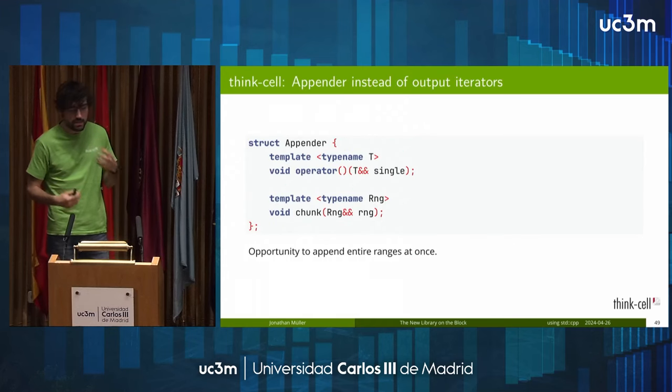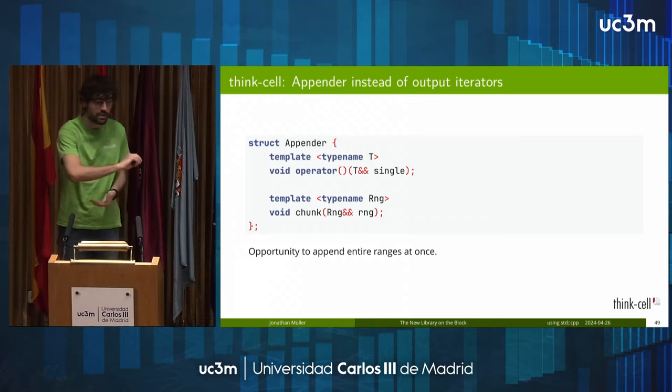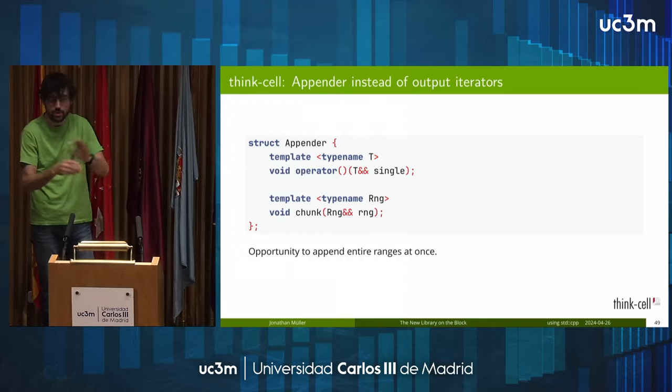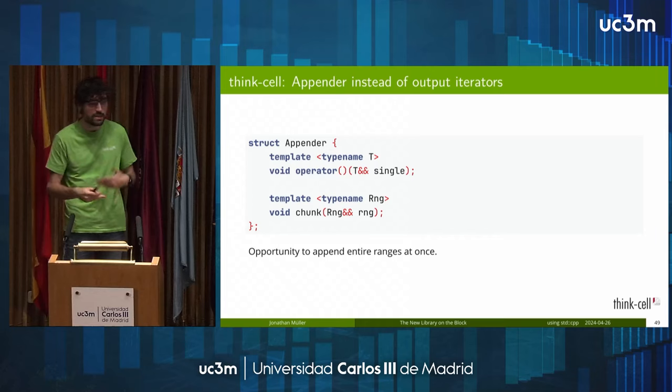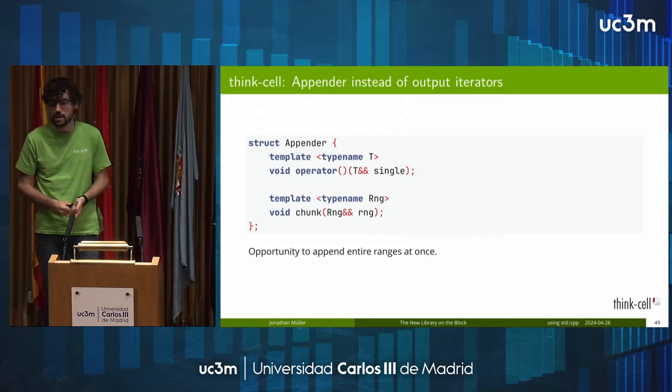So we've got the appender interface instead. An appender, just like an output iterator, can be used to append a single thing, but it also has a chunk operation. The chunk takes a range appropriately constrained to whatever is the use case. And so this gives us an opportunity to append entire ranges at once.